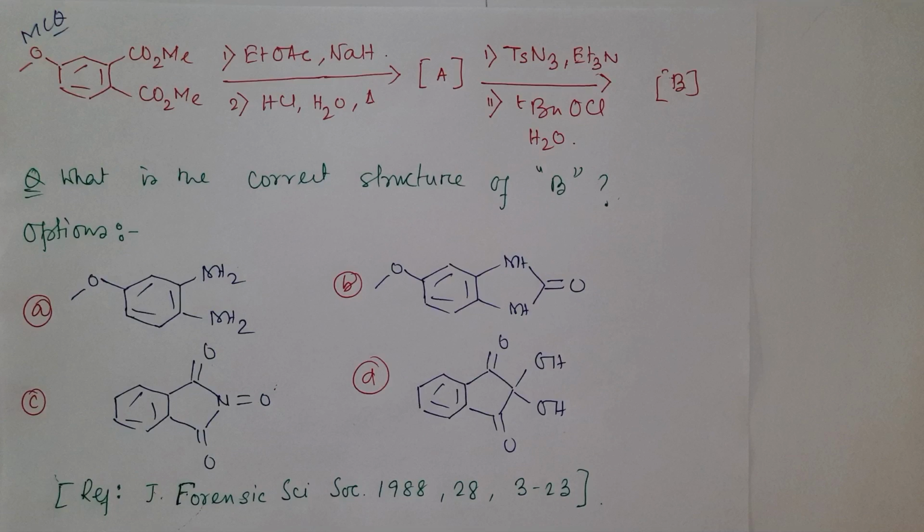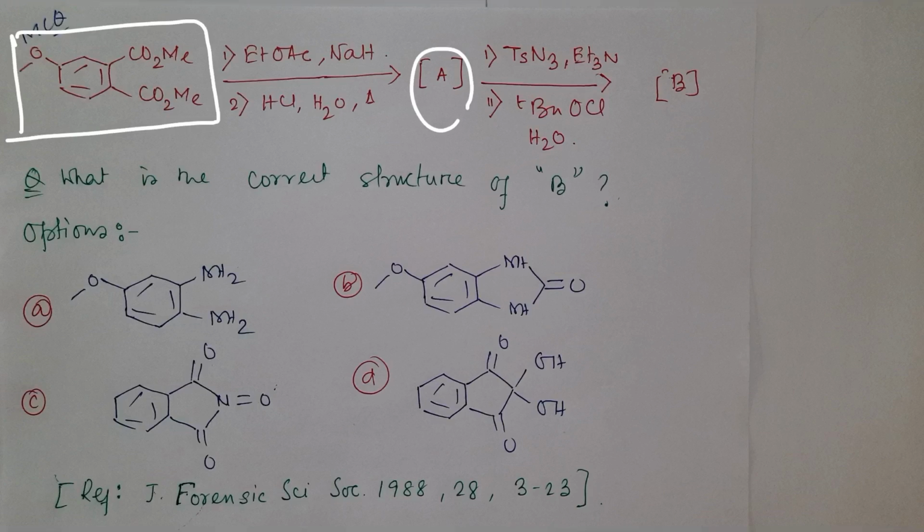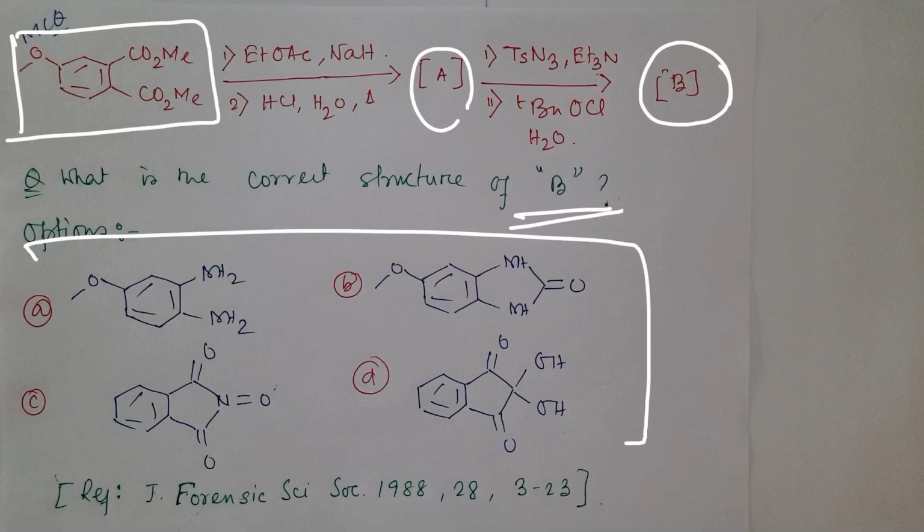So today we are going to discuss a multiple choice question, or MCQ, about ester. Ester means you can see this diester. Okay, reaction, sequential reaction with reagents are provided, and the ultimate product is B. So the question is, what is the correct structure of B? Four options are provided and one of them is the right answer. So your task is to find out the right answer.